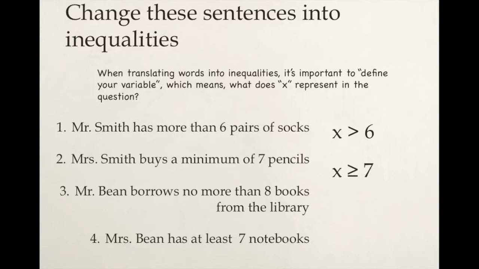Mr. Bean borrows no more than. So no more than is your keyword for inequalities, and your x represents books. In this case, x has to be less than or equal to 8. And finally, at least 7 notebooks. At least is your keyword. Notebooks will be your x. So x is greater than or equal to 7.